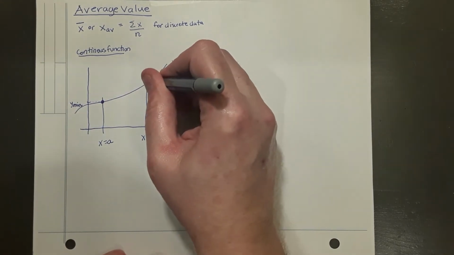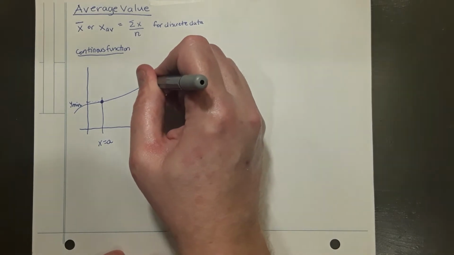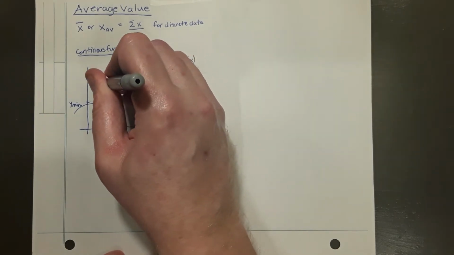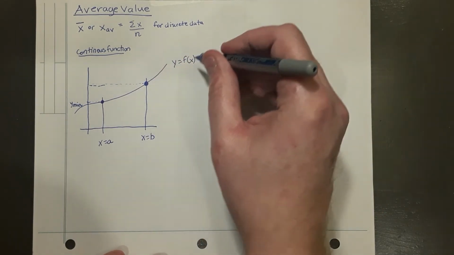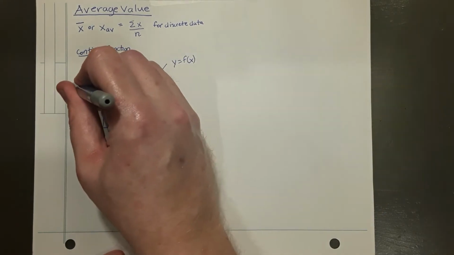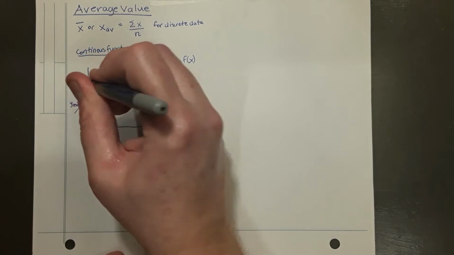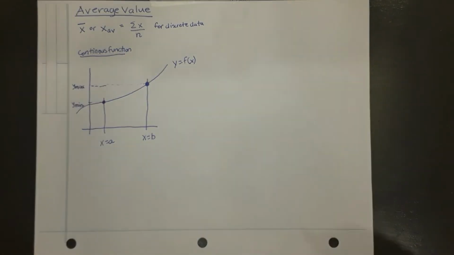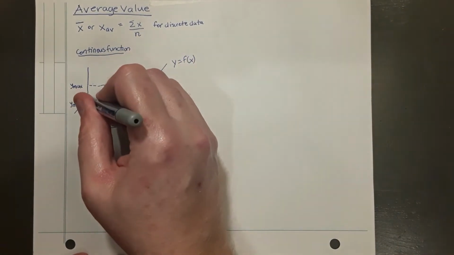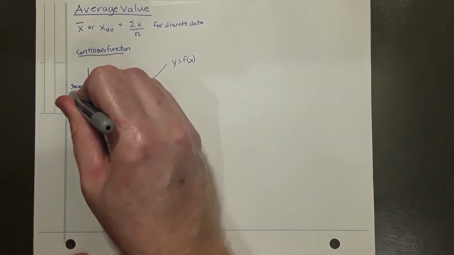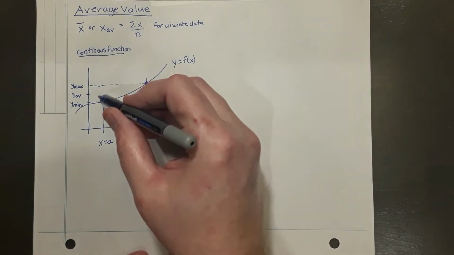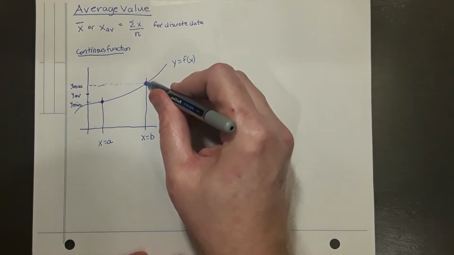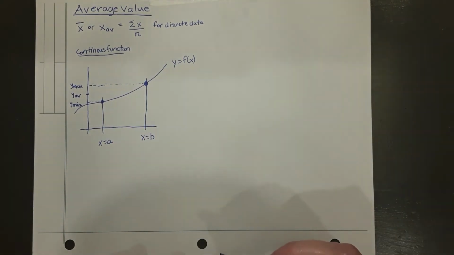If I go to the right-hand side, because this is a continually increasing function, if I substitute in the right-hand limit into the function, I'm going to end up with, in this case, the maximum value of the function. And so the average value has to be somewhere between the minimum and the maximum, on the y-axis.